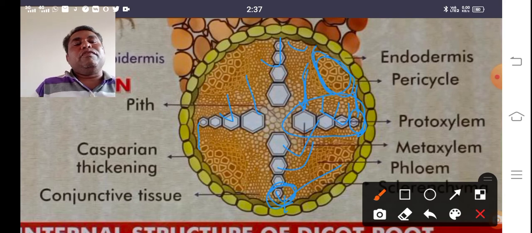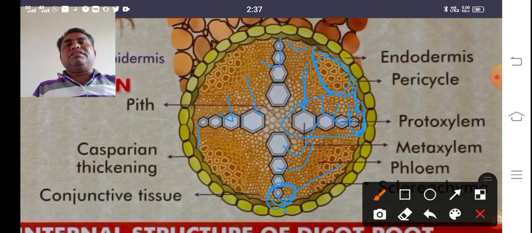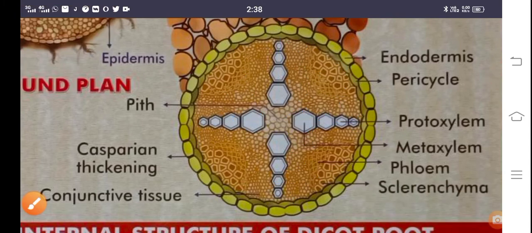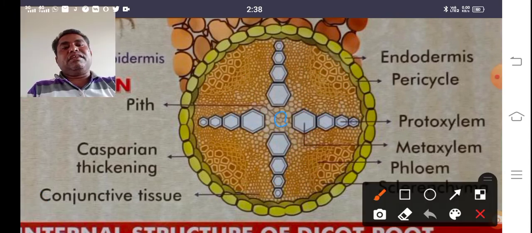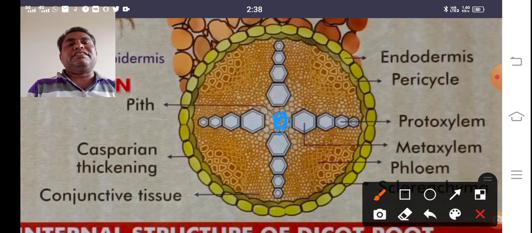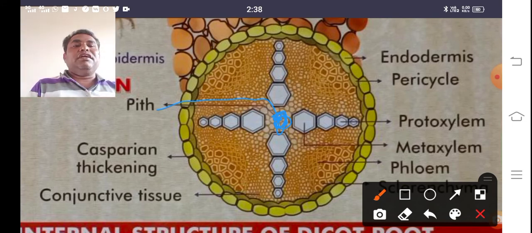So this phloem also generally consists of all 4 types of components: sieve tubes, companion cells, phloem parenchyma, and phloem fibres. And lastly, at the center, you can see the smaller region made up of parenchymatous cells, which is called pith or medulla.